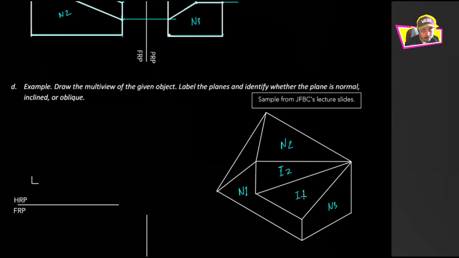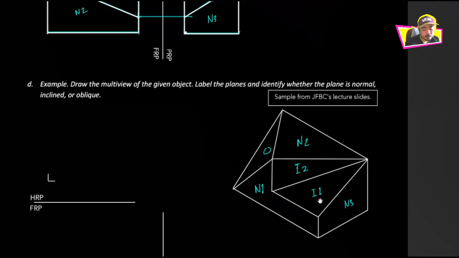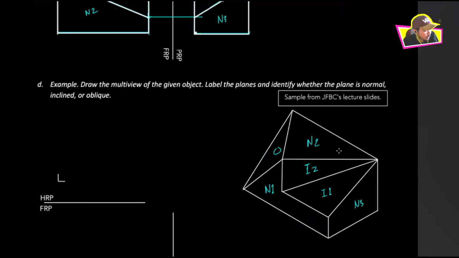So, ito, I1, di ba pag inclined, it is seen as an edge view in one of the primary reference planes. And for this case, ang primary reference plane ko is the PRP. Tama? Magmumukha siyang edge view dyan. Tapos etong si I2 naman, magmumukhang edge view dito sa HRP. Okay? So this just leaves me with this plane, and I think this will be an oblique. No? So it will be shown in, wala siyang edge view in either of the three primary reference planes.